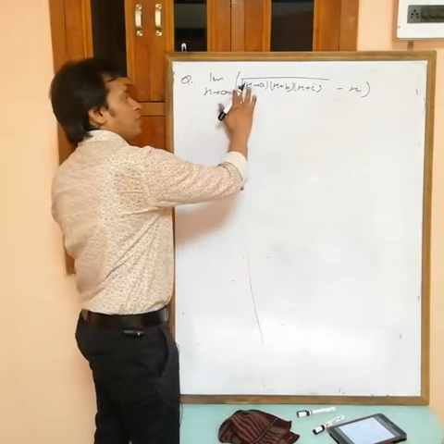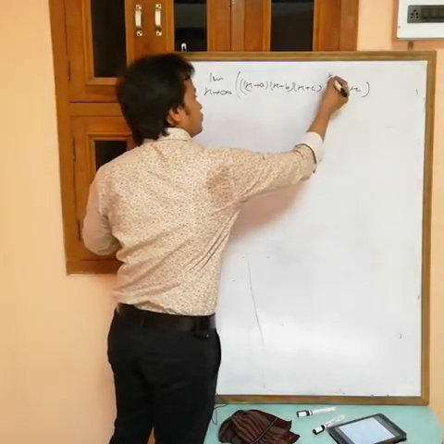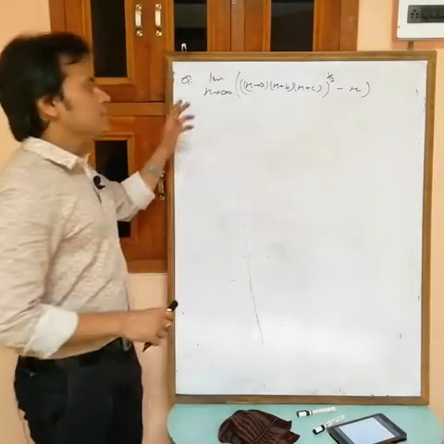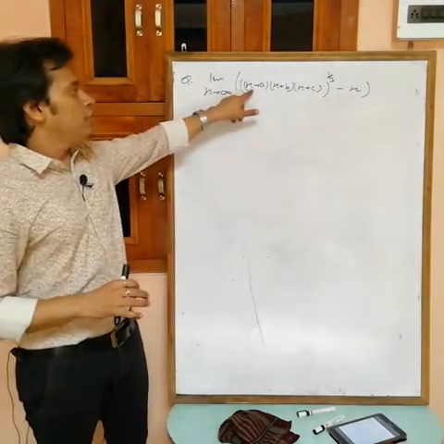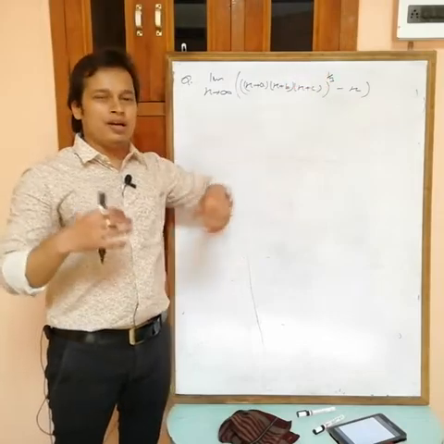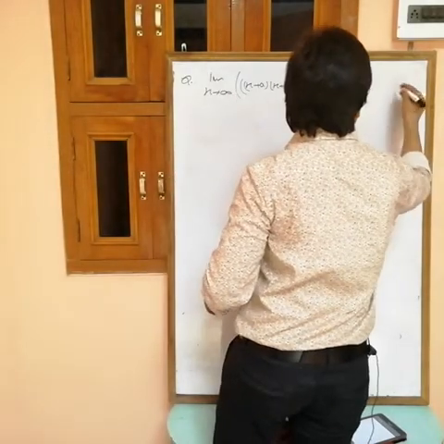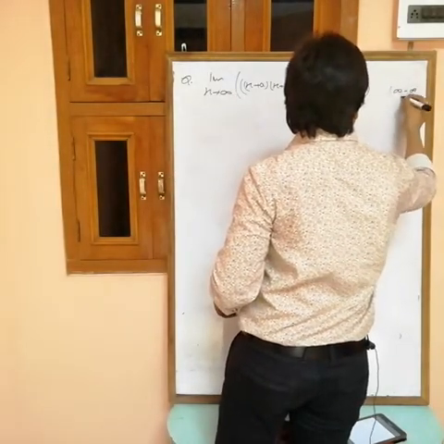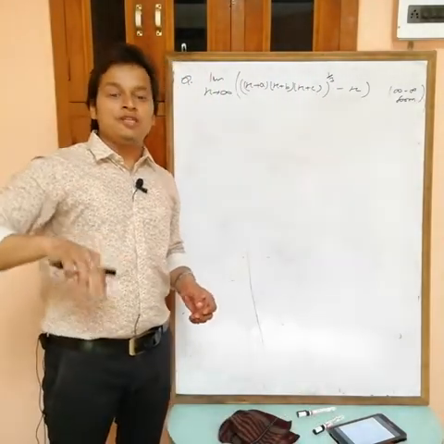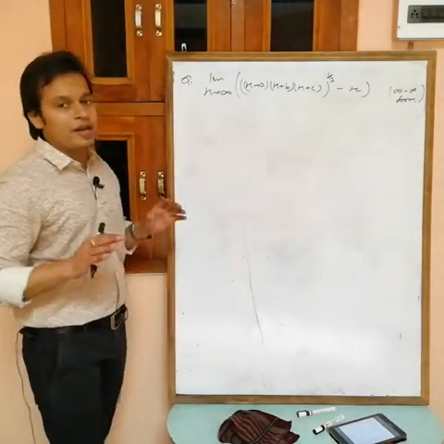Can I write directly power 1 by 3? Now see, if you put x equals to infinity, what are you getting? Infinity, infinity, infinity. Infinity cube, then power 1 by 3, again we are getting infinity. So we are getting infinity minus infinity form. This is also indeterminate. Infinity plus infinity is equal to infinity, but infinity minus infinity is an indeterminate form.